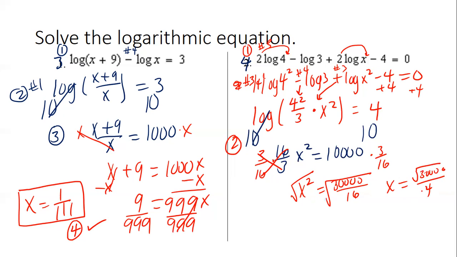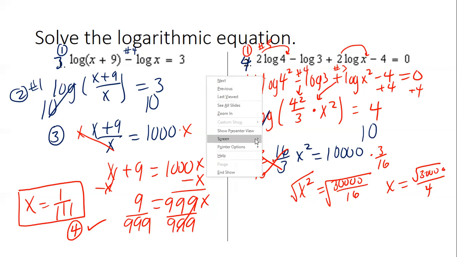Do we know why I wrote 4 instead of 16? Okay. Why? I took the square root. Perfect. So if you keep 16 in there, it's going to be wrong, as long as you don't put the entire thing under the square root. So the square root of 30,000 divided by 4, I'm going to go.